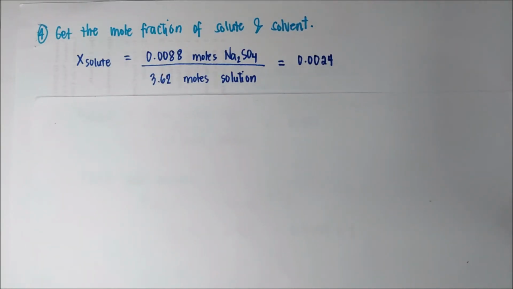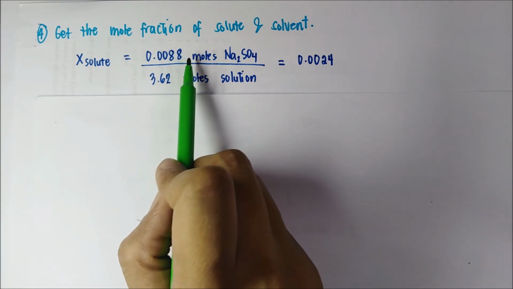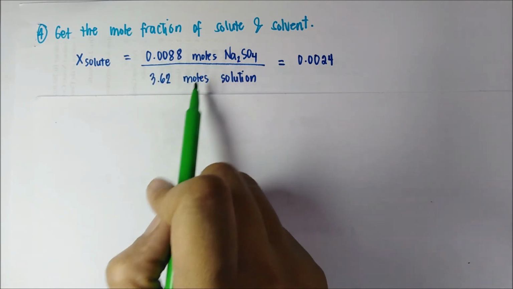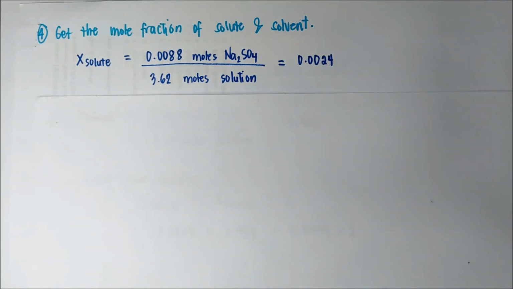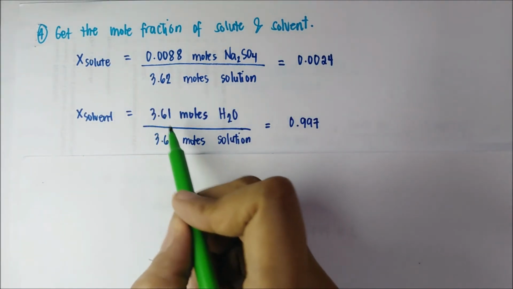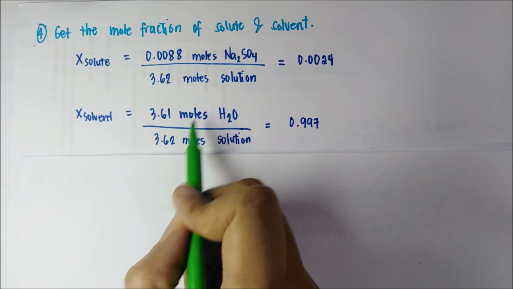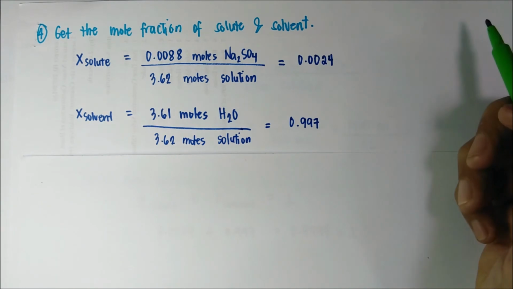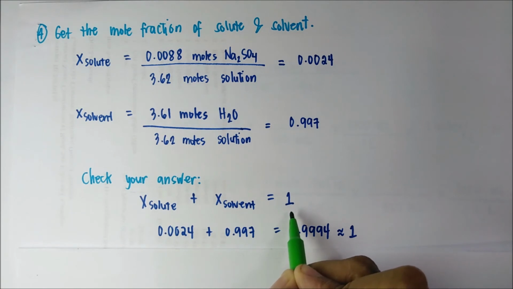We're going to simply substitute the values. So X solute is equal to the moles solute divided by the moles solution. That would be 0.0088 moles divided by 3.62 moles, so we have 0.0024. Now for the solvent, same: we have the mole solvent divided by mole solution. So we have 3.61 moles divided by 3.62 moles, so you have 0.997. To check if you have the correct answer, you simply add them up. You should get 1 as your answer.